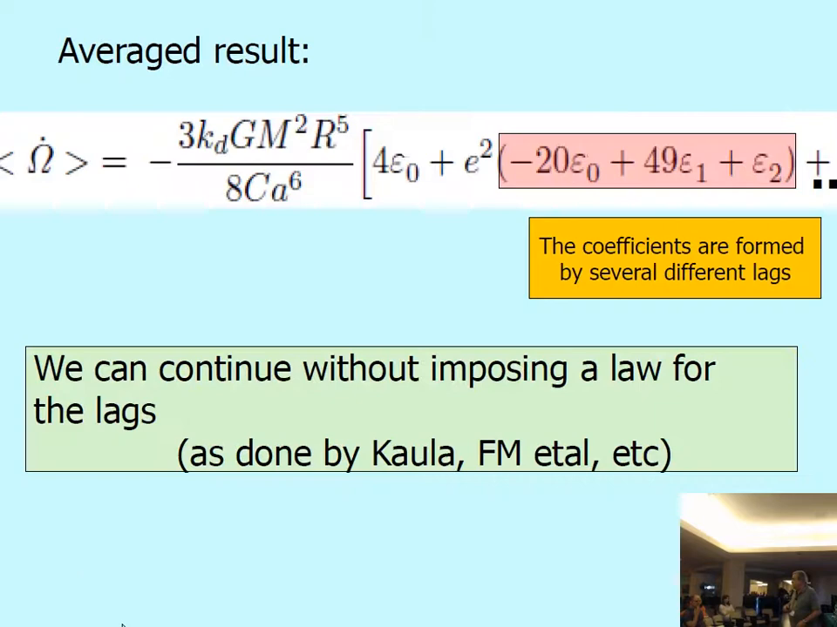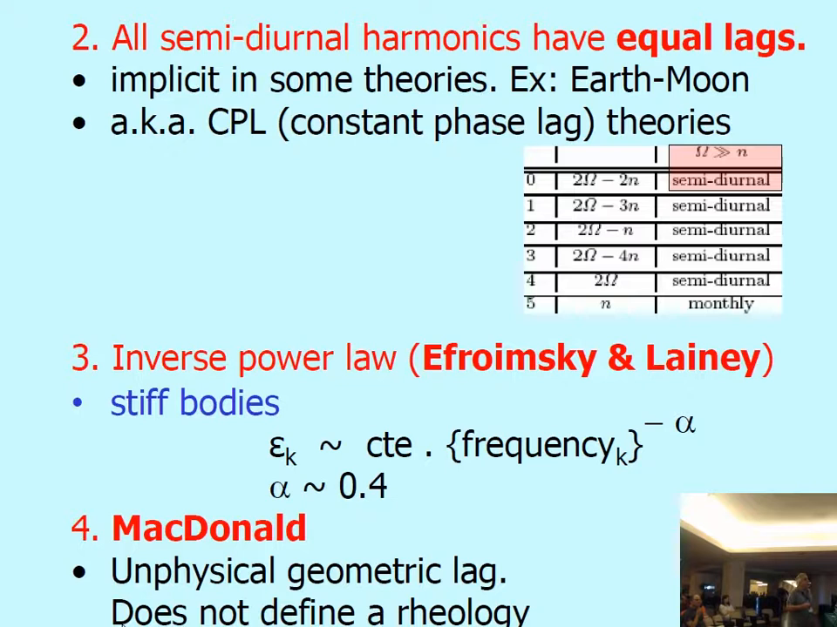The second kind of theories, based on Darwin, are the theories with constant phase lag. Theorists say, instead of putting epsilon 0, epsilon 1, epsilon 2, etc., we put the same lag for every term. They work well because our initial terms here are semi-diurnal, so they have the same frequency.